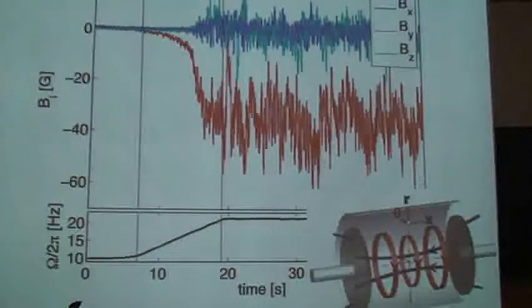fluctuations than this. Here is a measurement taken at a point here, and in the course of time, you're increasing the velocity of rotation of the motors. And what you see is that the toroidal component measured here, the one in red, increases and saturates to a value while having huge fluctuations on top.